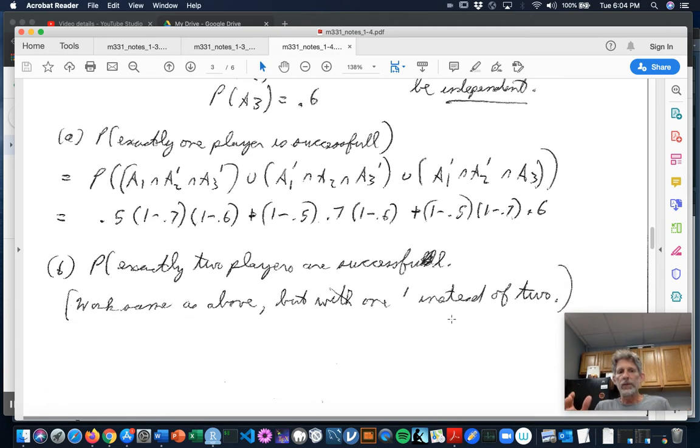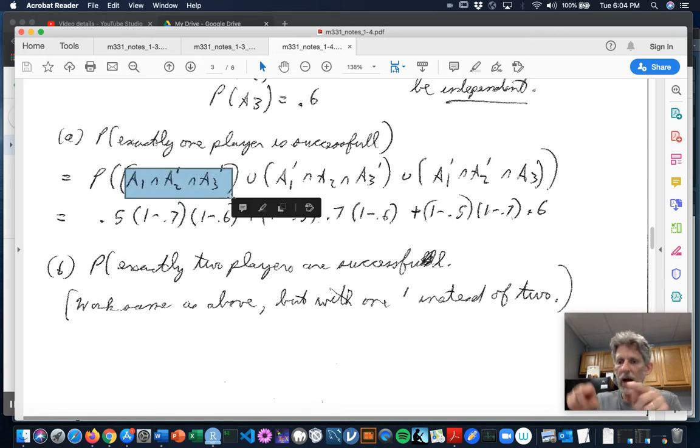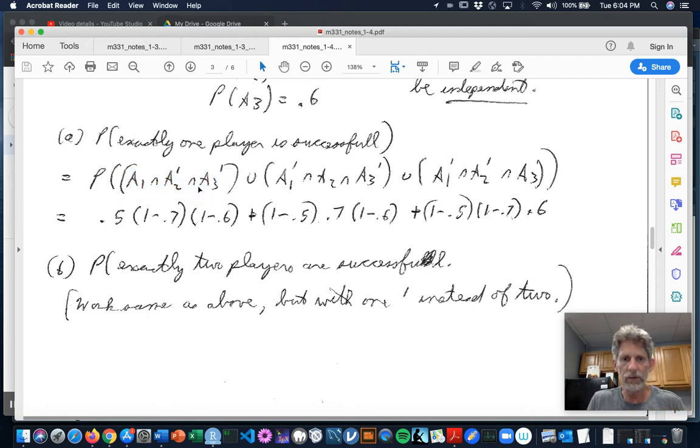Part B asks for the probability that exactly 2 players are successful. I won't write out the solution here. It'll work the same as above, but in each of these events, you're going to have only one of the letters being primed so that the other 2 represent people being successful. And so your computations will be very similar.